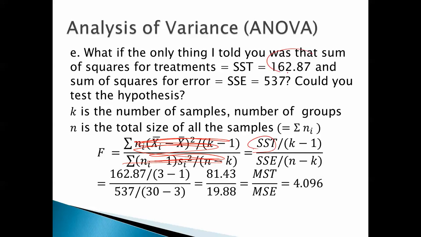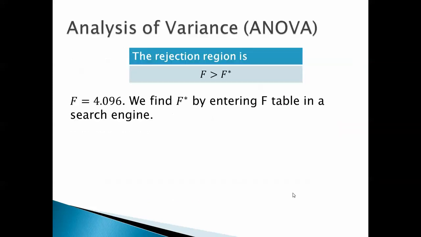You plug in SST equals 162.87. SSE is 537. K in this case is the number of samples, so that's going to be 3 minus 1 because we have 3 groups, minus 1. And then n, that's the total size of all the samples. So the denominator is going to be n minus k. We have a total of 30 cars minus the k groups. Okay, plug in all those numbers, we end up with this. That's our mean square for treatment over mean square for error, 4.096. That's what we got earlier.